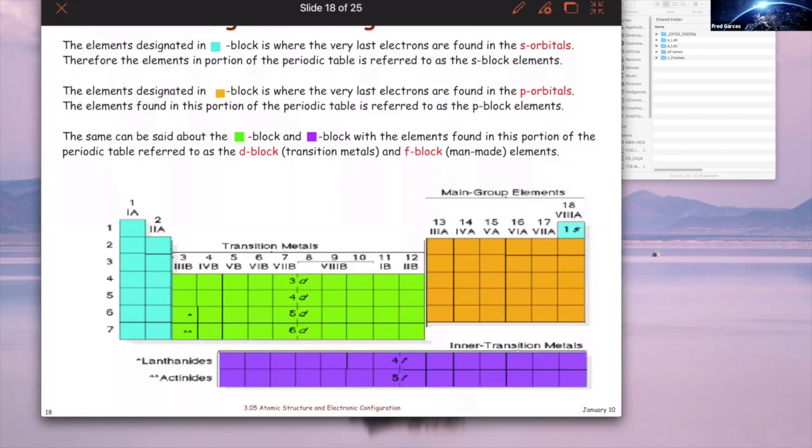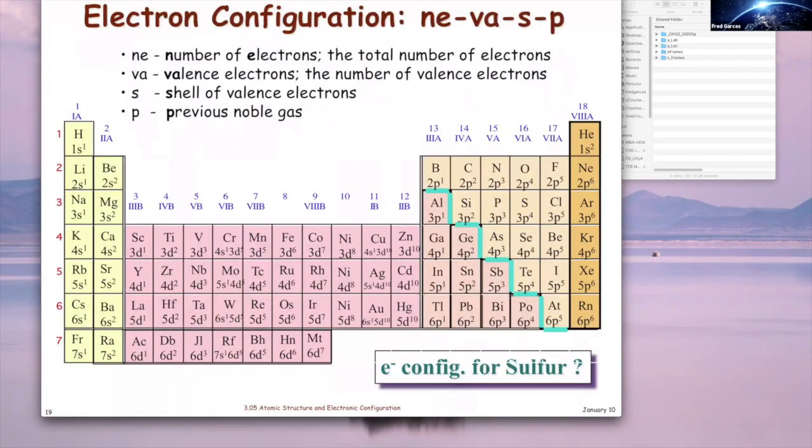So the best way to do electron configuration is through this acronym that I invented, NEVASP, where NE tells you the total number of electrons. VA tells you the valence electrons, how many valence electrons. The valence electrons, remember, are right here. All these have 5, all these have 4.